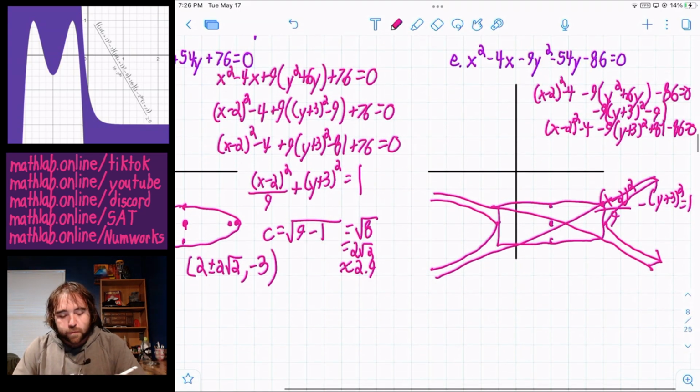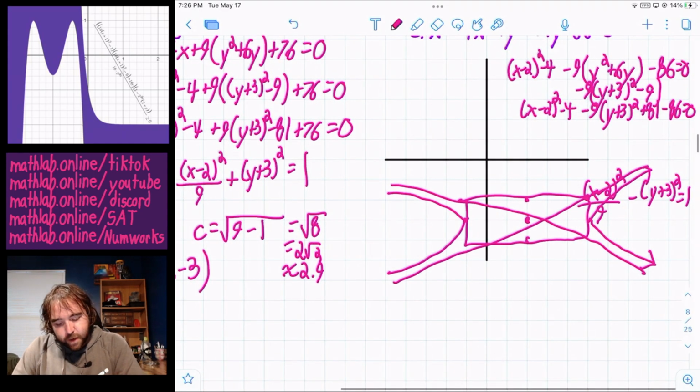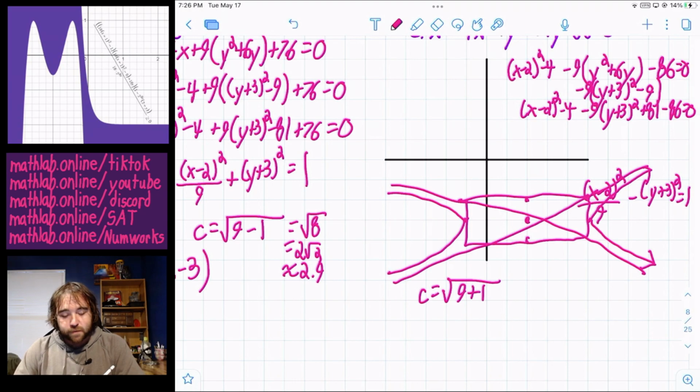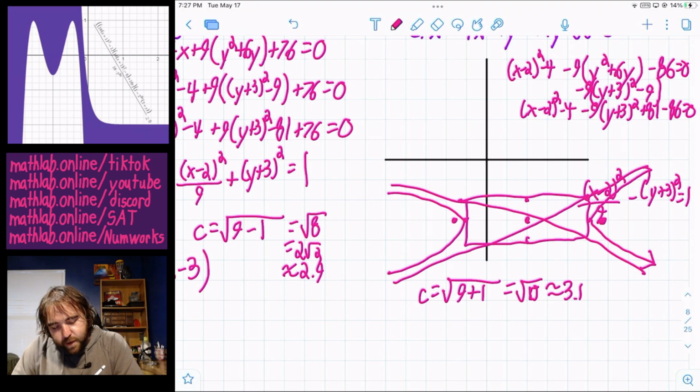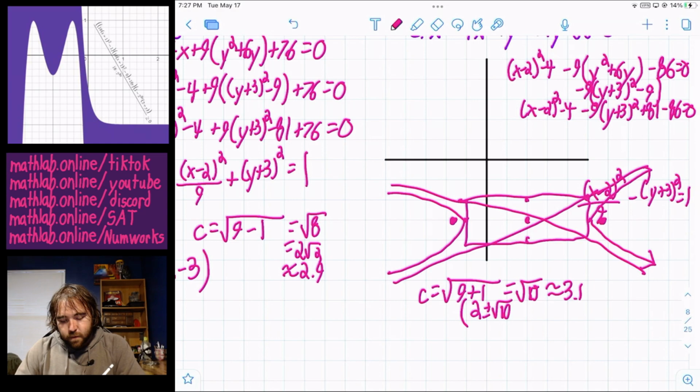Well, for the CP, we got one thing. We got to find the foci. So we're going to find the C. So this time you add, because for the hyperbola, you add to get the C value. So that's about 3.1. So we can draw them. And that's from the center, which we kind of know because they should end up outside the hyperbola. And then what are the coordinates? Again, they go on the x value. So that's going to be 2 plus or minus root 10, comma, negative 3.